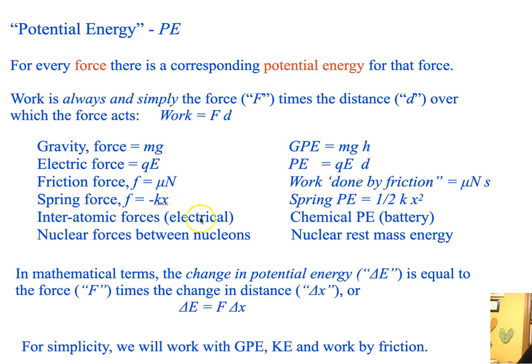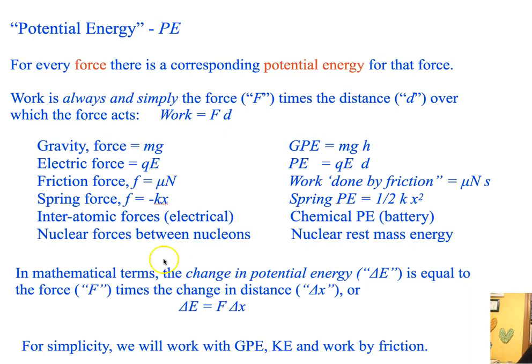The interatomic forces, which are basically electrical in nature, because the electron is negative and the proton in the nucleus is positive, and you put two atoms together, they're forces. They're electrical forces. These lead to chemical potential energies, for example, in a battery. Okay, then there are nuclear forces between the nucleons, and this is nuclear rest mass energy, which is also a potential energy.